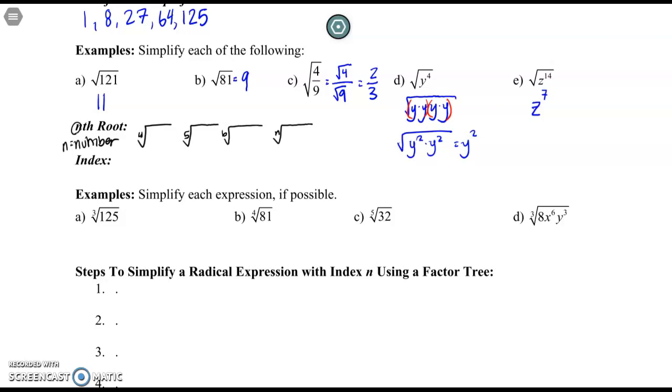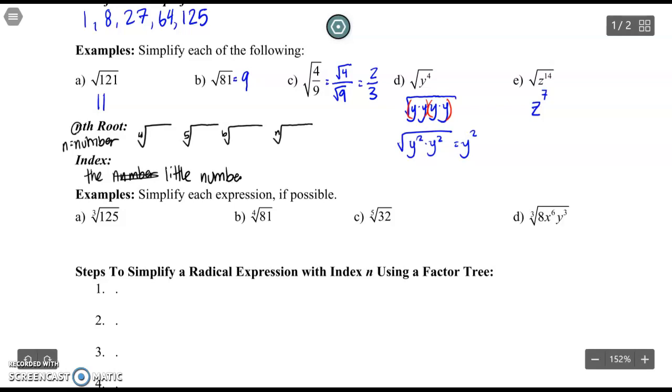The index is the little number on the radical.